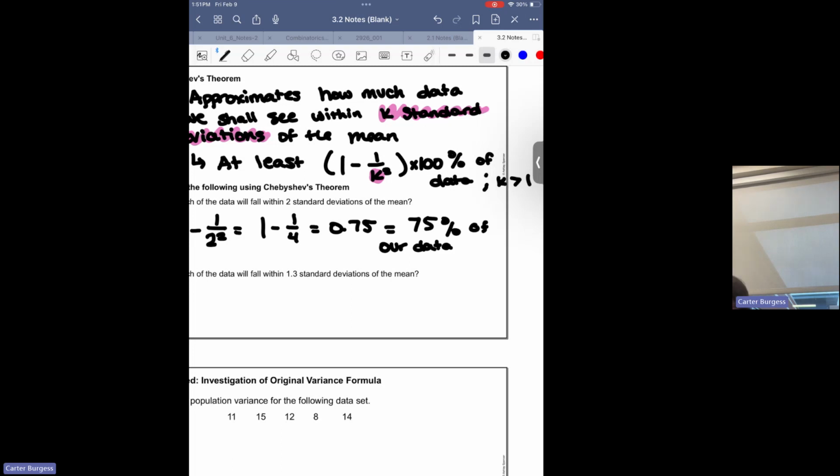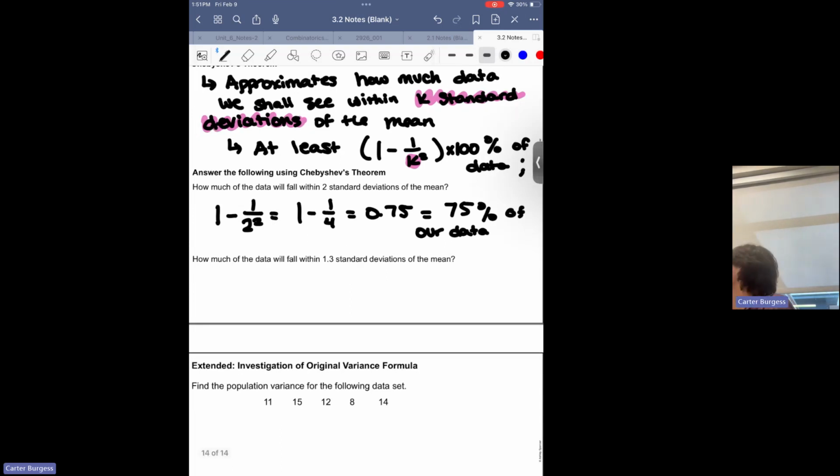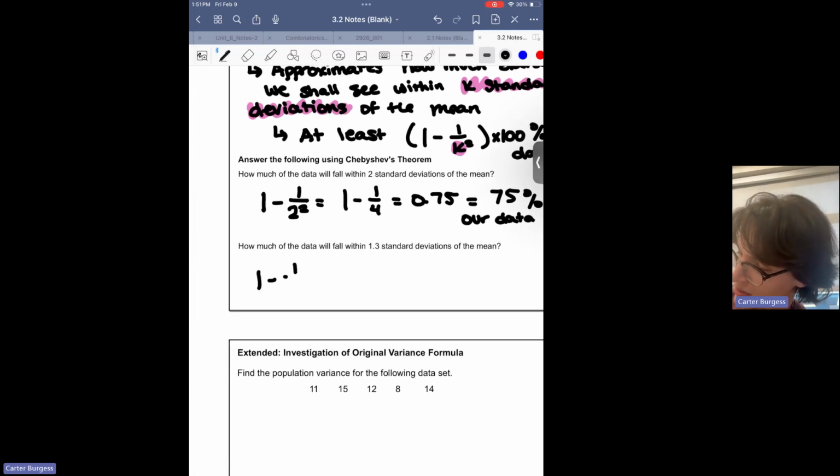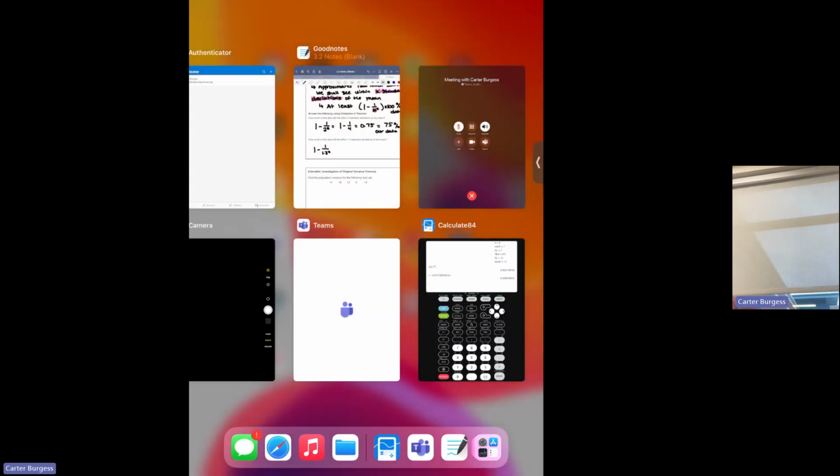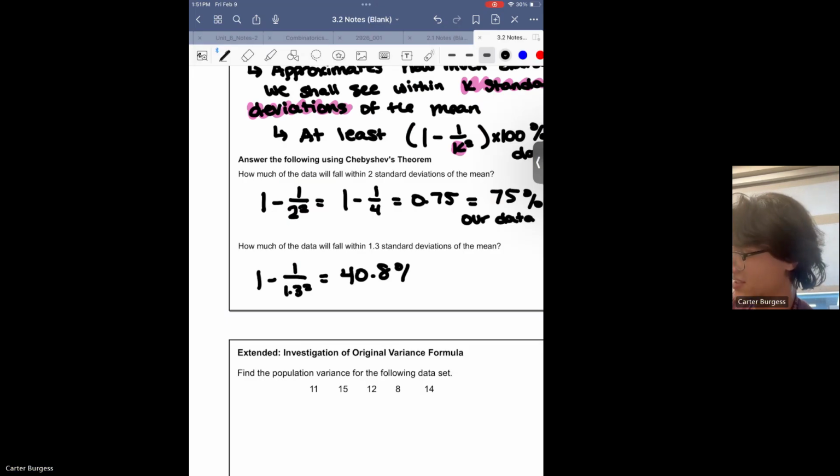Okay. What would we do if it was 1.3? Again, 1.3 is more than 1, so we're still happy. If it was 0.3, we couldn't do anything, but 1.3 is fine. Exact same idea, 1 minus 1 over 1.3 squared. And when we do this, I get 40.8% of our data, at least about 41% of our data.